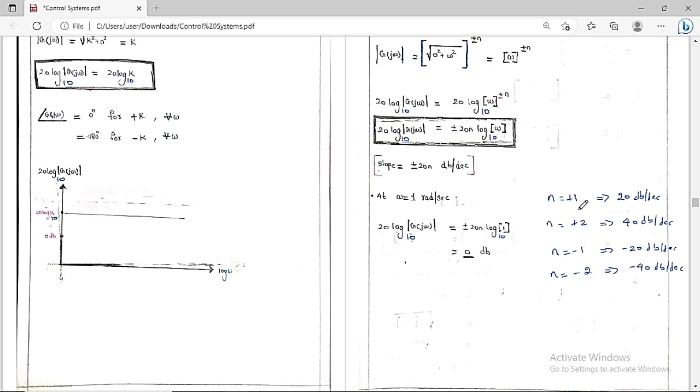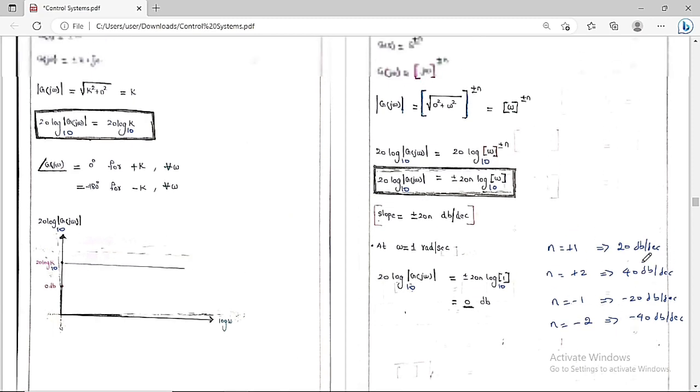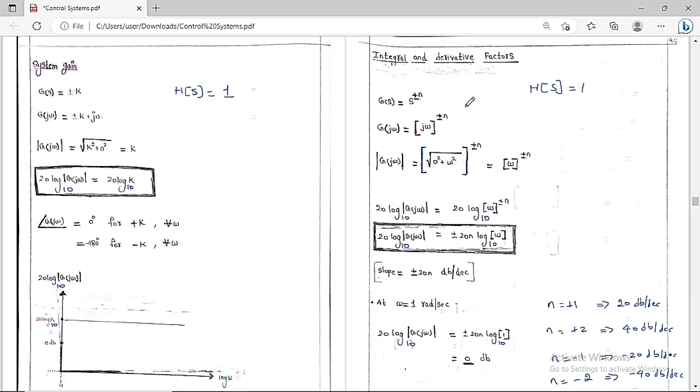So therefore we can say for any positive values we are going to get positive slope, and for any negative values we are going to get negative slope. So this is the point always you have to keep in mind. You can see clearly from this picture. For the equation we are going to get zeros. It is basically of the power, we can say plus means derivative factors, minus means we are going to get the integral factors. So this point always we have to keep in mind. Therefore the slope is plus or minus 20 n decibels per decade. For positive we get positive slope, and for negative we get negative slope.